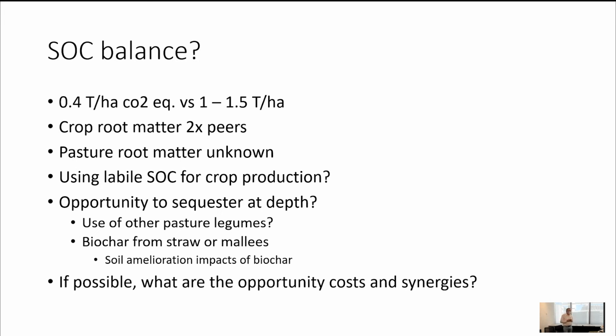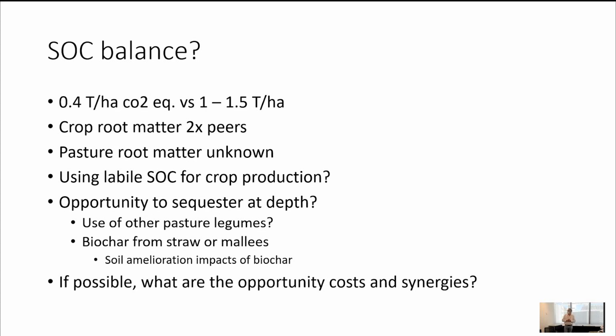An agronomist who works for Elders estimates that his root matter is around twice the size of the pig. Probably again reflects a very good pH in the soil. We don't know what pasture root matter looks like. It would appear that whatever labile carbon he's producing, he's chewing up in his system. So it would be very interesting to understand what that looks like.